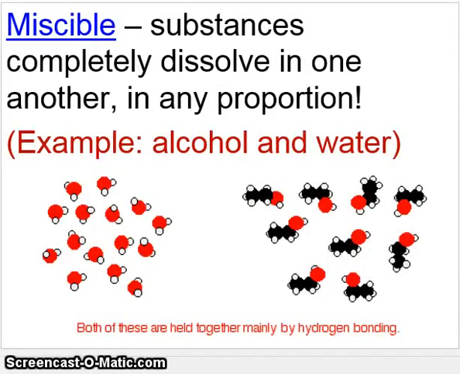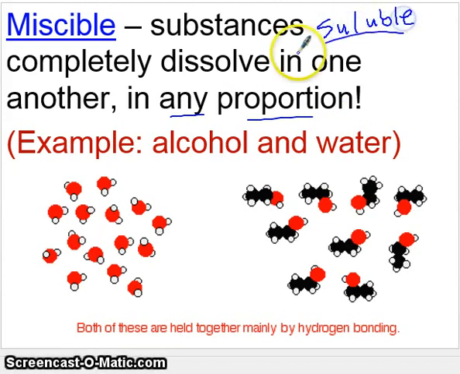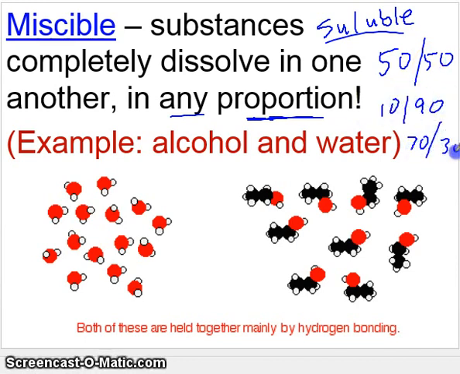And finally, this definition of miscible. Miscible means that substances completely dissolve in one another in any proportion. So this is actually more than soluble. Soluble means you can dissolve it, but miscible means any amount in any amount. So for example, you can do it 50-50, you can put 50% water, 50% of your other compound. You can do 10-90, you can do 70-30, you can do any proportion. This is called miscible.